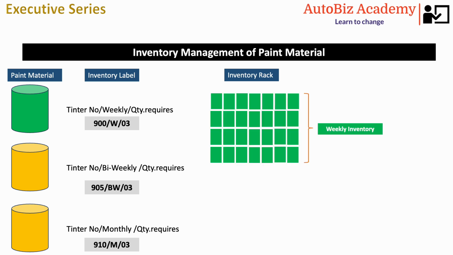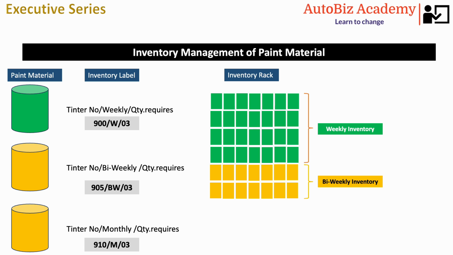So how will the rack look? The weekly inventory you will check every Saturday or every weekend or every 7th of the month. When you complete 15 days of the month, then you go for bi-weekly inventory, including weekly inventory. So you are saving time. Again, at the end of the month, you go for weekly inventory, bi-weekly inventory, and monthly inventory. So you are saving your time.